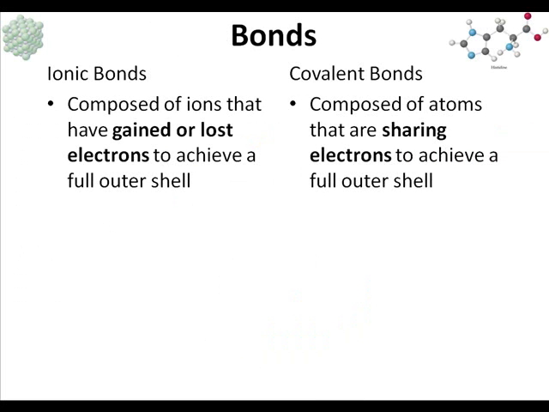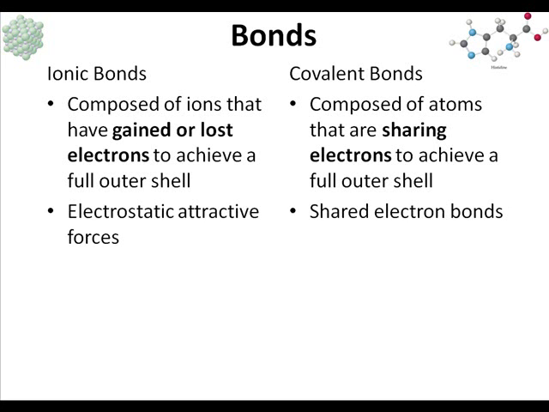In ionic bonding, you have a complete gain or loss of electrons. In covalent bonding, you have a sharing of these electrons. In both cases, the atoms do this in order to achieve a full outer shell of electrons. When you do have a full gain or loss, then the atoms become ions, pluses and minuses, and the atoms are attracted to each other and hold together. This attraction is referred to as electrostatic attraction.